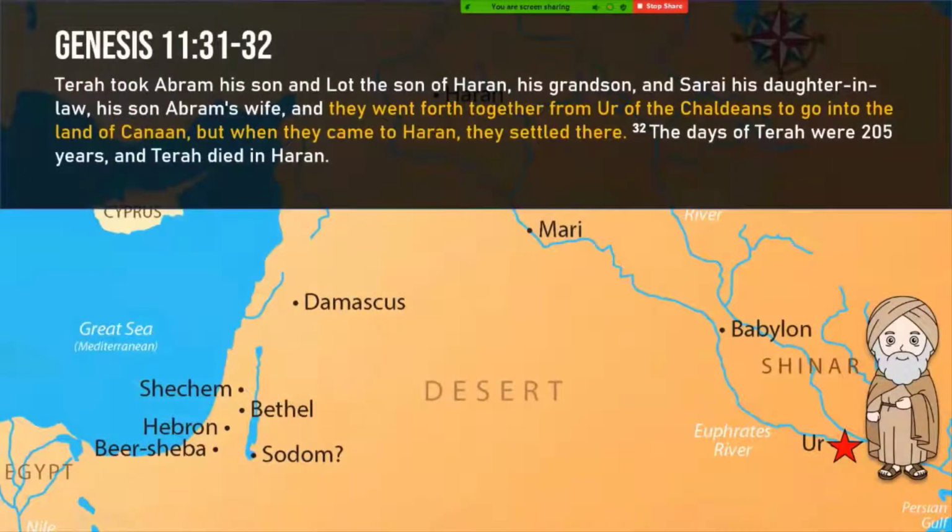In Genesis 11:31-32, Terah took Abram his son, and Lot the son of Haran his grandson, and Sarai his daughter-in-law, his son Abram's wife, and they went forth together from Ur of the Chaldeans to go into the land of Canaan. But when they came to Haran, they settled there. The days of Terah were 205 years, and Terah died in Haran.